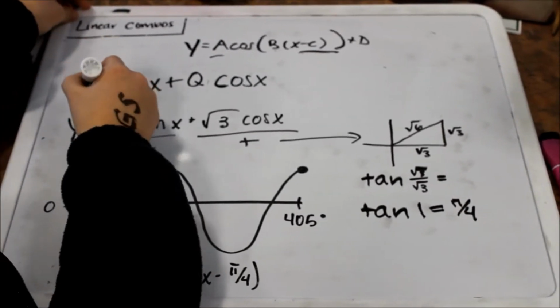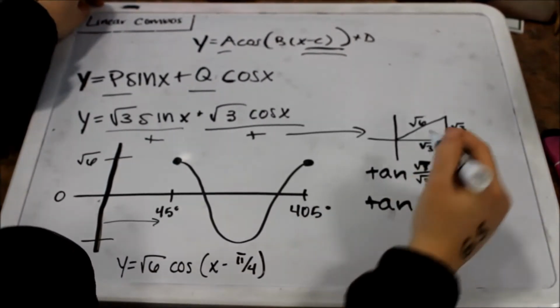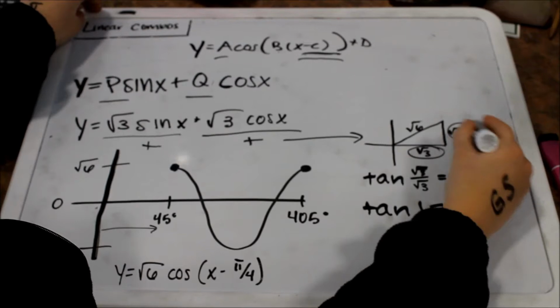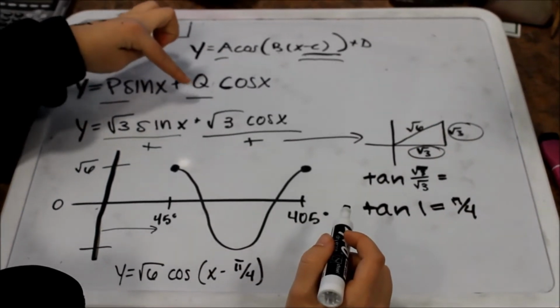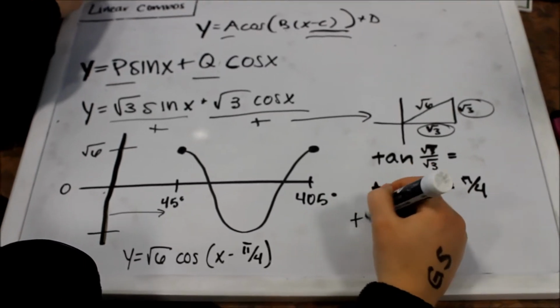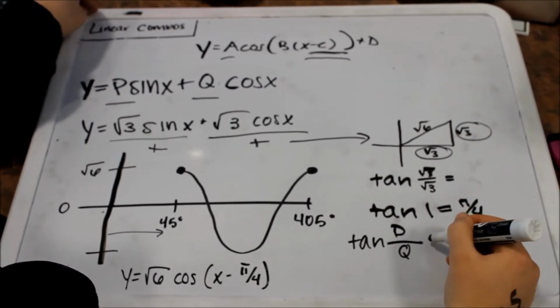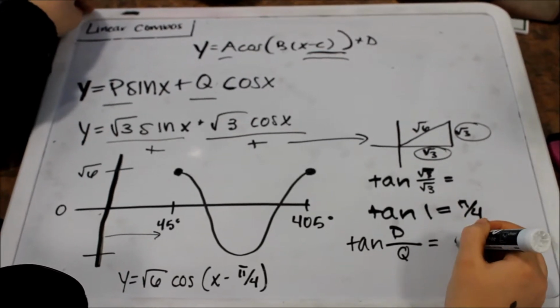So this is how P, Q, and C relate. Here's P, and here's Q, and since they're both positive, sine and cosine are positive, we have tangent of P over Q is equal to C.